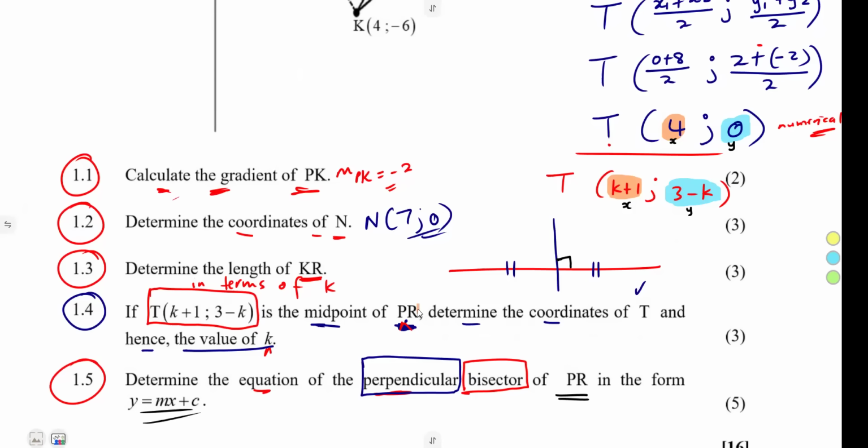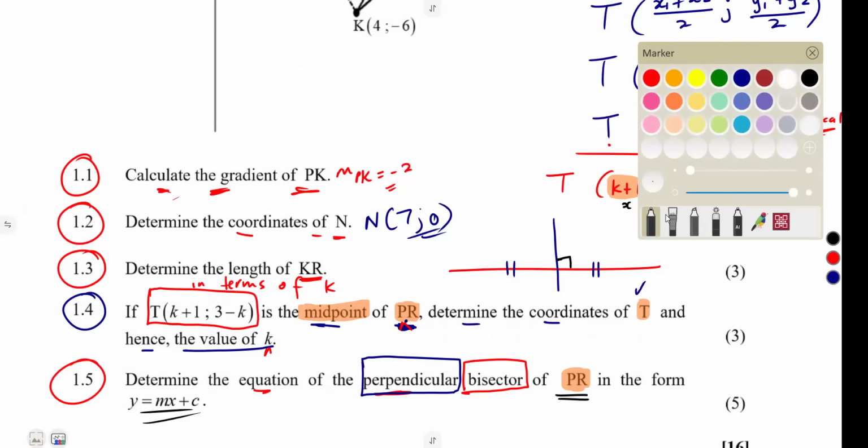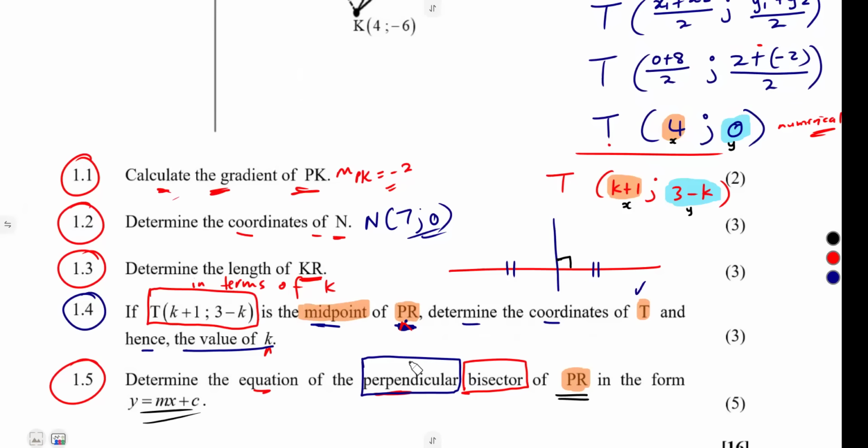They referred to something about PR. On 1.5, we are still on the same line PR. What is it about this line? Before, we were told on 1.4 that T is the midpoint of what? Of PR. It is the midpoint. So if T is the midpoint, it means that the perpendicular bisector of PR passes through the point T.